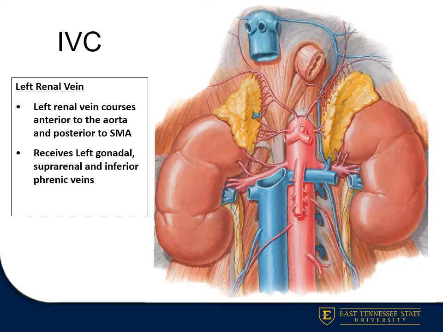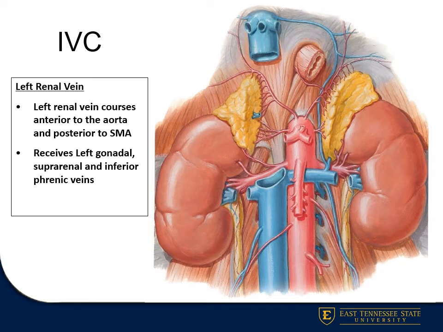And there is an entity called nutcracker syndrome, and that is where that angle, for whatever reason, sometimes rapid weight loss can do it, but for whatever reason, that angle between the SMA and the aorta becomes too acute, and it can actually pinch off or compromise the left renal vein. And so you can imagine what can happen if the left renal vein is not able to flow the blood back to the IVC. It can back up.